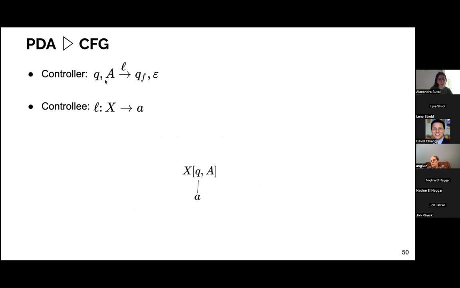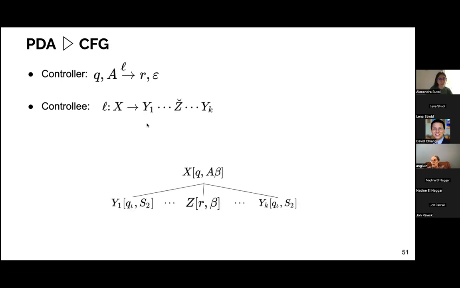When the controller has a rule of this form: Q, pop A, scan L, and go to a final state and push nothing, and the controllee has a rule labeled with L that rewrites X as A, then if you have a node of this form, you can generate another node just labeled with L.